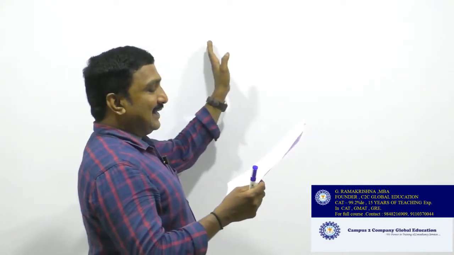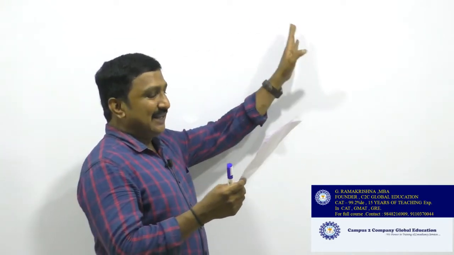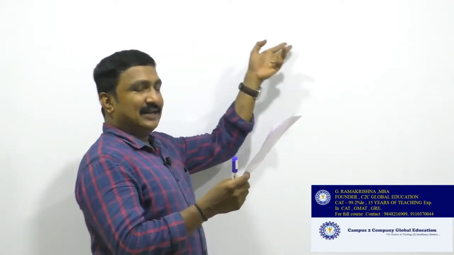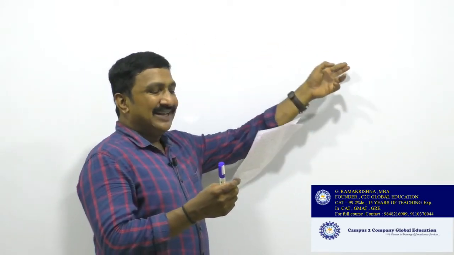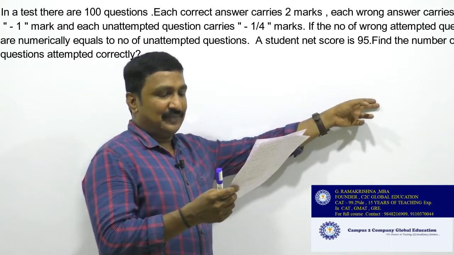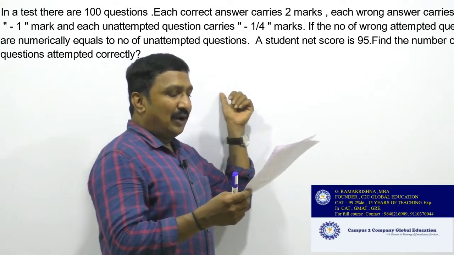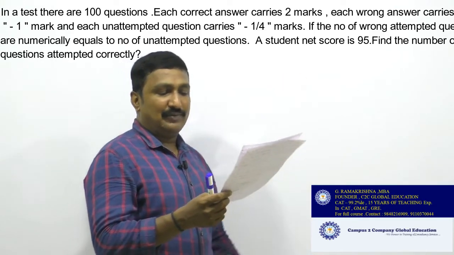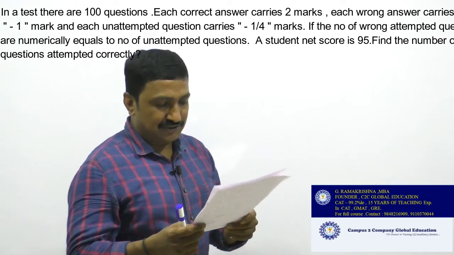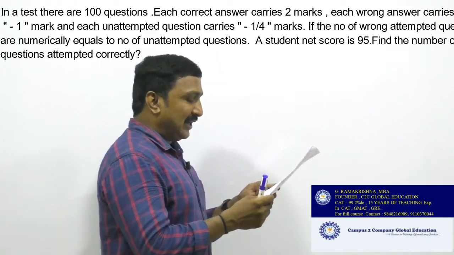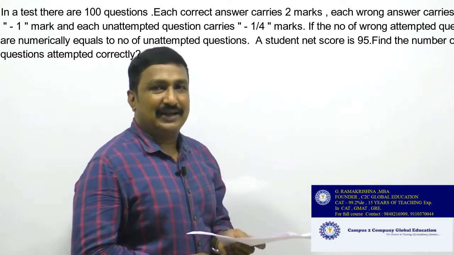In a test, there are 100 questions. Each correct answer carries 2 marks. Each wrong answer carries minus 1 mark. Each unattempted question carries minus 1/4 mark. If the number of wrongly attempted questions is numerically equal to the number of unattempted questions, and his net score is 95, find the number of questions attempted correctly.